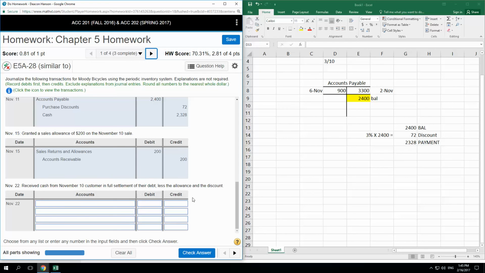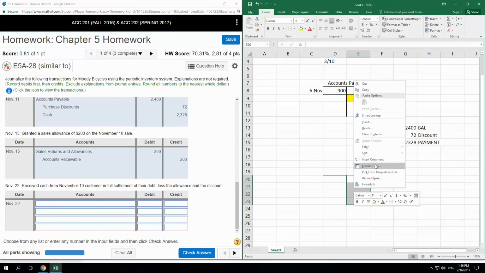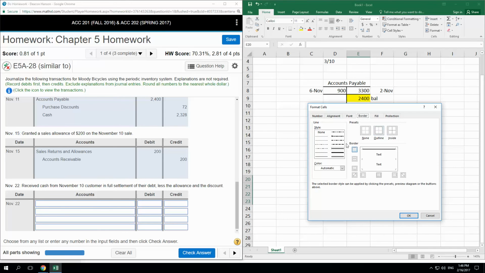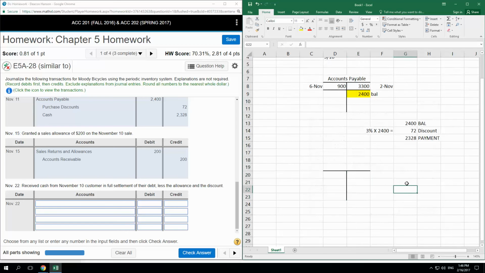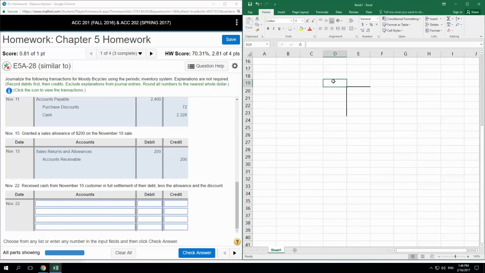Okay? Now we receive cash from the November 10 customer in full settlement of their debt, less the sales allowance and the discount. So, you know, ideally you would set yourself up a T account again, kind of like what we had here. And we'd call that one accounts receivable.